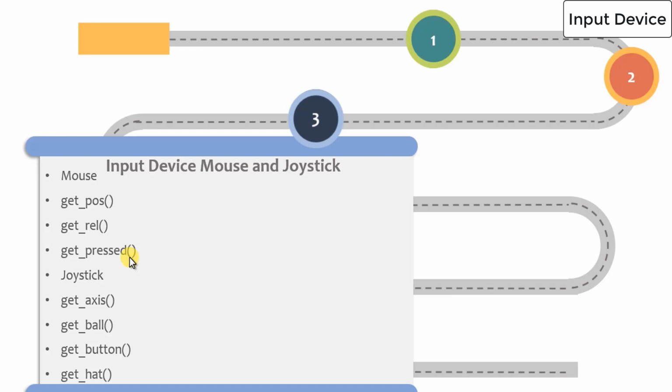The next is joystick. If you are playing a game with the help of joystick, then there are also different functions which are used to check the status of the joystick. get_axis returns the position of a specific axis on the joystick. Then there is get_ball. To return the trackball x and y coordinate, this function is used. Then to know the button status on the joystick, get_button is used. And for hat control status, get_hat is used.